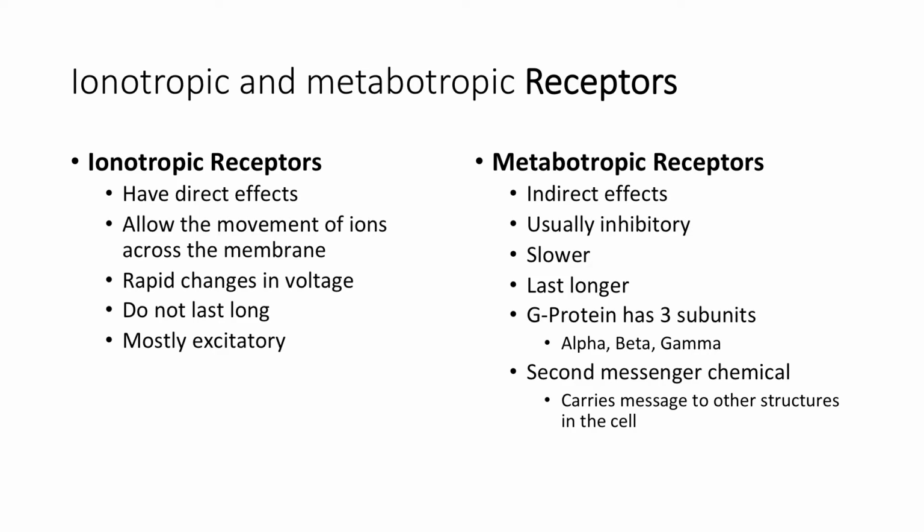So technically what this system does is whenever a neurotransmitter binds to it, there's another part, a second messenger, that will carry the message to other structures within the cell. Since this receptor is a little bit more complicated, it is also a little bit slower. However, the effects last longer, and the effects are indirect. Okay, so let's look at these to make a little bit more sense of this.